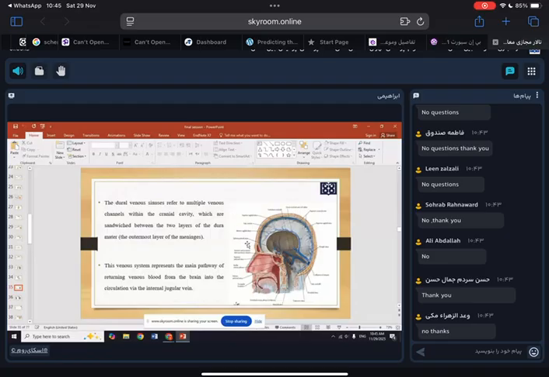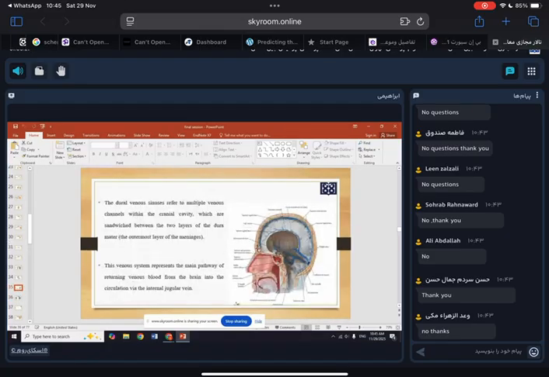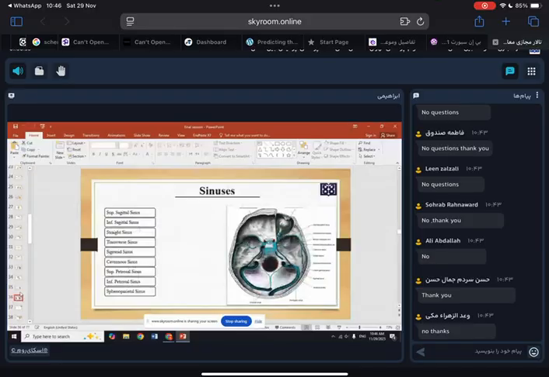We have several sinuses in the brain, named based on their location. For example, let me show you. Look here: we have the superior sagittal sinus here, and the inferior sagittal sinus. Look at this part, it has the name cavernous sinus. We have the petrosal sinus, which is related to the petrous part of the temporal bone. Based on the location, they have specific names.